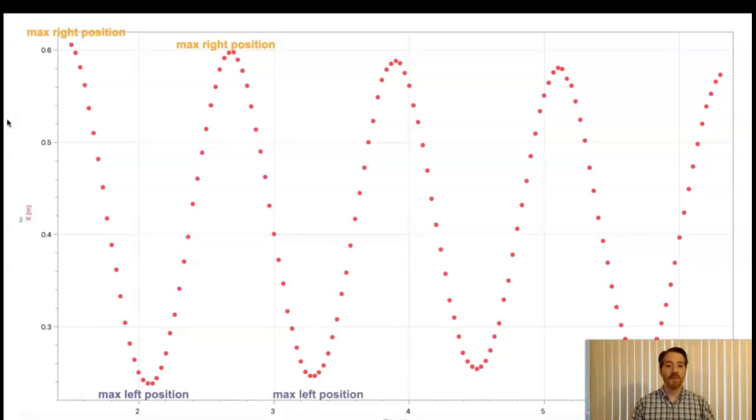So as it went back and forth between the max left and the max right, it takes equal amounts of time. You can see the spacing on this graph, equal amounts of time spacing out each of the max right positions. That is the period.